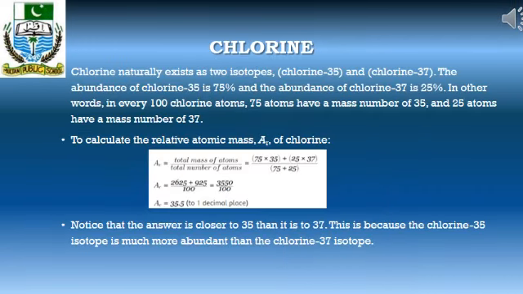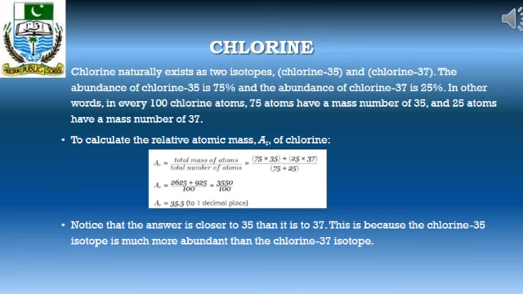I hope you will be able to understand the relative atomic mass with the help of this given example, chlorine. Chlorine naturally exists as two isotopes, chlorine 35 and chlorine 37. The abundance of chlorine 35 is 75% and the abundance of chlorine 37 is 25%. In other words, in every 100 chlorine atoms, 75 atoms have a mass number of 35 and 25 atoms have a mass number of 37.